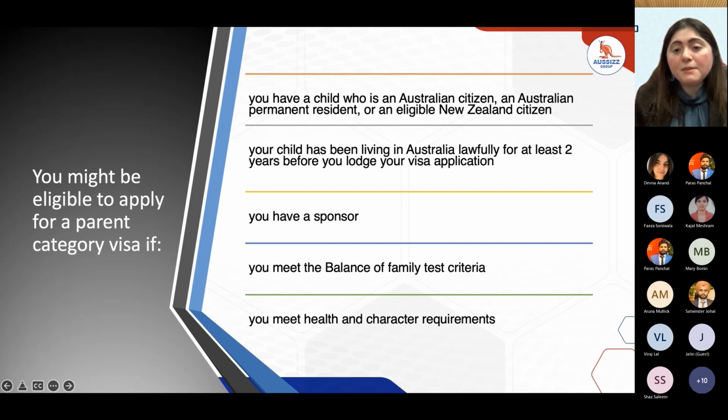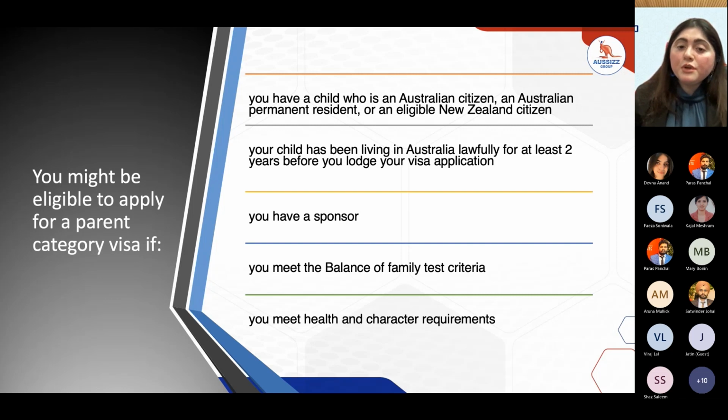The next thing is you must meet the balance of family test. So very, very important eligibility. What the balance of family test means is that 50% of the children must be a resident or a citizen. If my mom has 3 children and one of them, me, is a resident or a citizen here, but I've got 2 other siblings who are not a resident or citizen in Australia, then my parents cannot migrate permanently to Australia because we do not meet the balance of family test. That means less than 50% of the children are permanent residents or citizens.